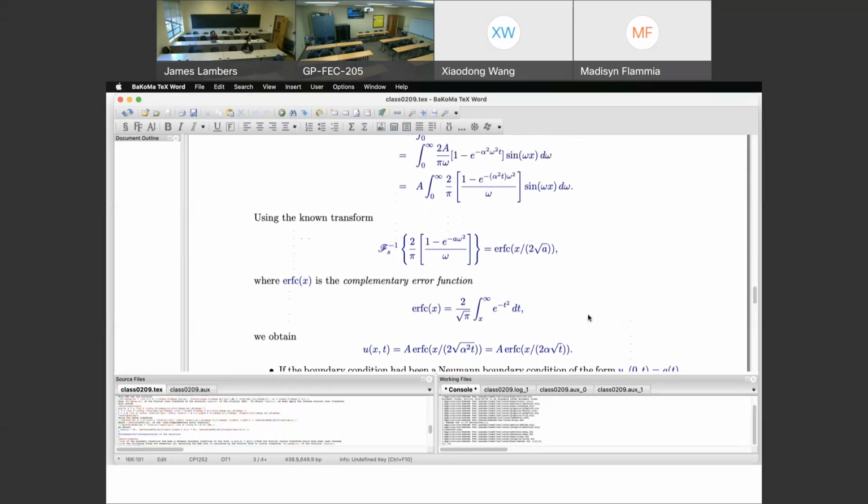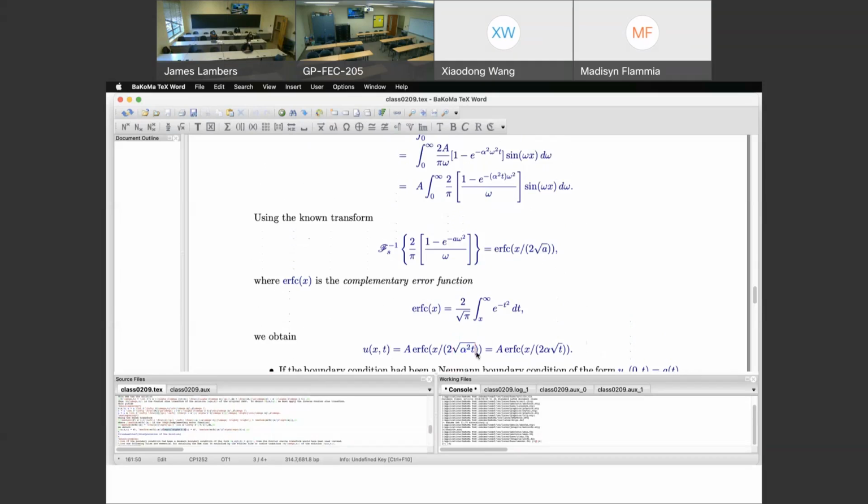Any questions about how this solution process was concluded? Where did you get the 2 times the square root of alpha squared times t?